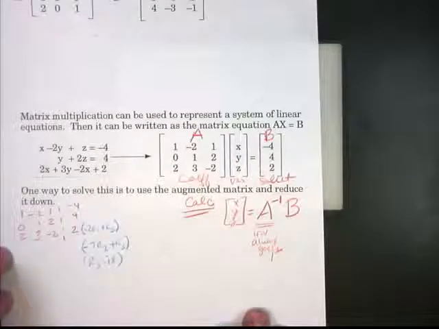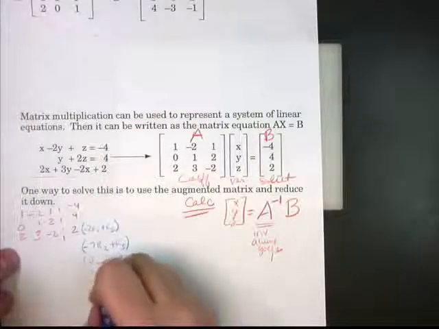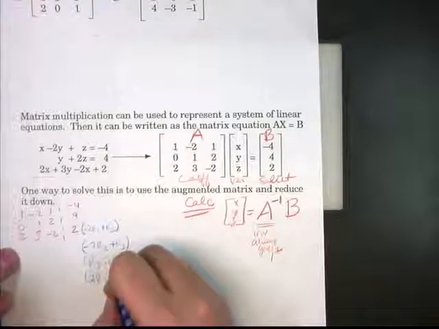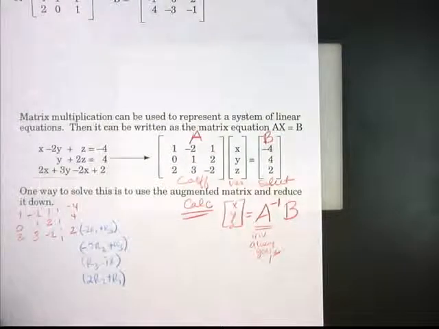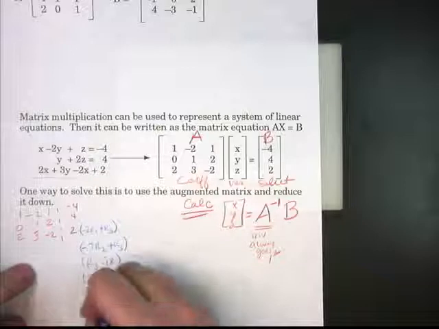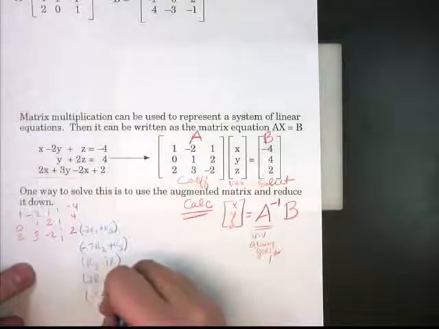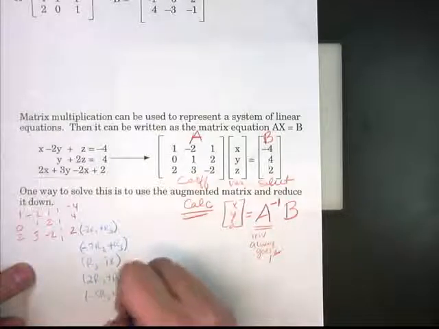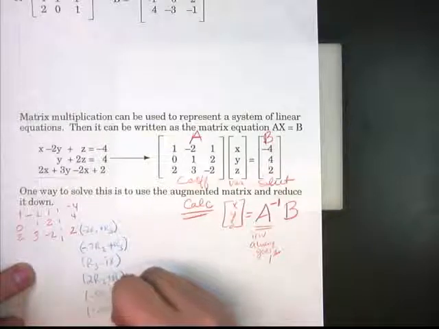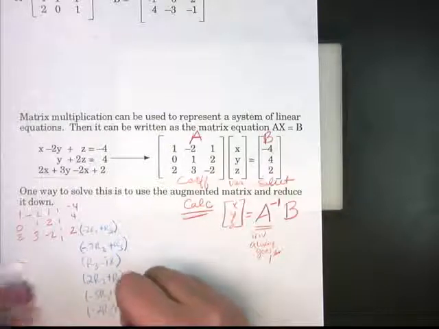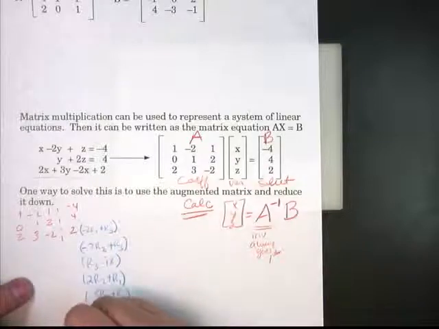The next rule I want you to do is 2 times row 2 and add it to row 1. Then -5 times row 3 plus row 1. Then -2 times row 3 plus row 2. And then I want you to tell me what is x, y, and z.